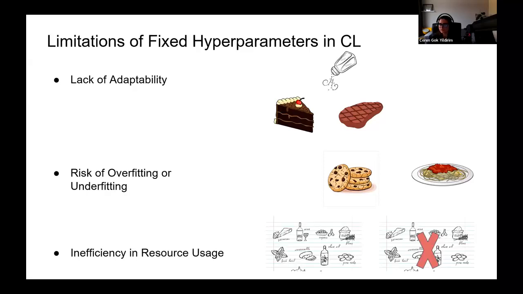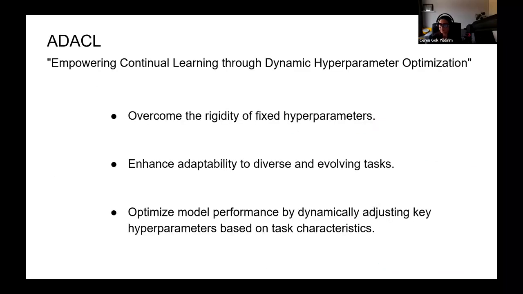Consider using the same quantity of ingredients for all dishes regardless of the recipe. This approach would likely lead to wasted ingredients and unsatisfactory meals. Fixed hyperparameters similarly ignore the recipe or specific needs of each task, resulting in inefficient usage of computational resources or, for example, memory sizes. The limitations of a fixed hyperparameter setup in continual learning prompt the need for a dynamic and adaptive approach.